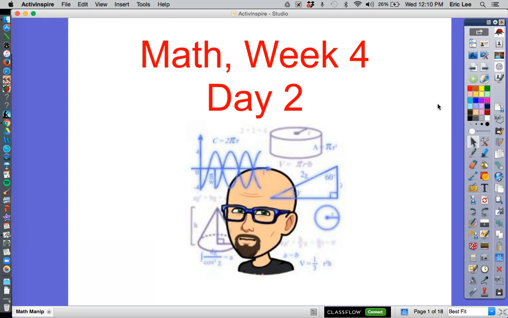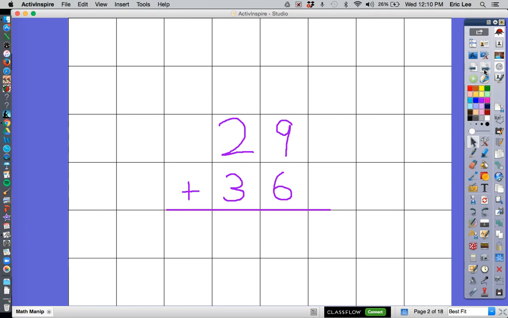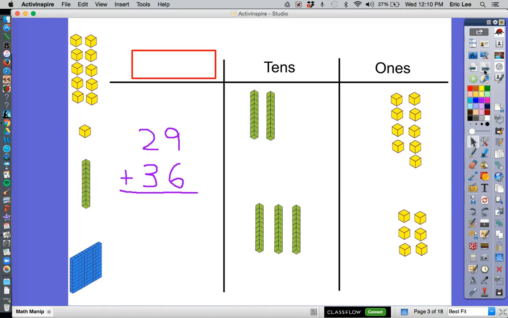So we are going to get started today with more addition with regrouping. Now you've got 29 plus 36. I want to model it for you again, show you how you do it with models, show you how you do it with paper and pencil, then have you do one on your own, and then we'll jump into money. So 29 plus 36. Here we go.